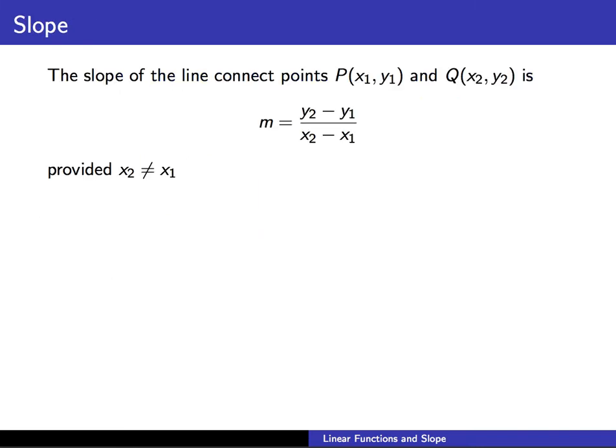So the slope of a line connecting 2 points in the coordinate plane, P and Q, where P has the coordinates x1, y1, and Q has the coordinates x2, y2, is the slope of the line, which we use lowercase m, is equal to y2 minus y1 all over x2 minus x1, provided that x2 and x1 aren't the same point, because if they were, we would get a 0 in the denominator, and that's never good.